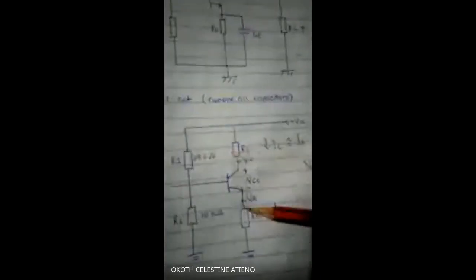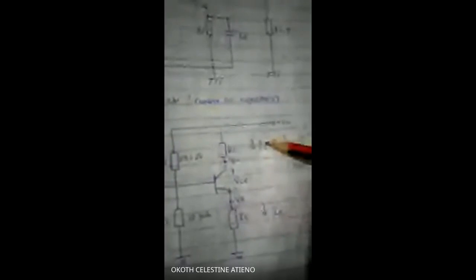So to get VCE, it's going to be VCC minus the voltage drop here and the voltage drop here. And since we're saying IC is approximately equal to IE for beta greater than 1, VCE will be VCC minus the drop across ICRC minus the drop across ICRE.